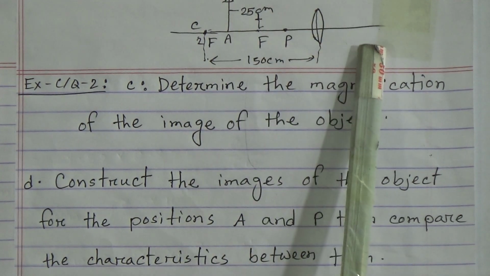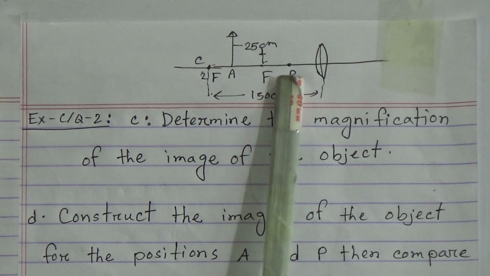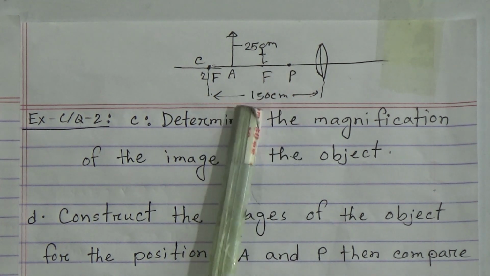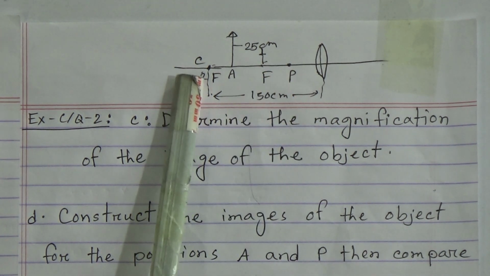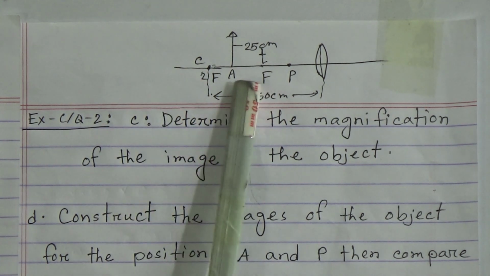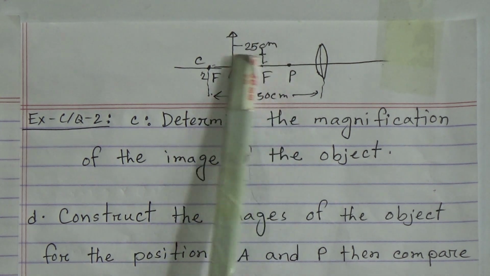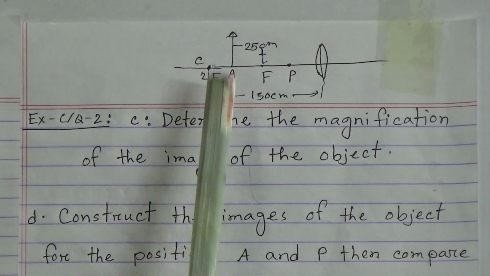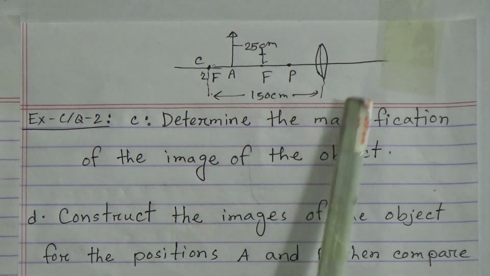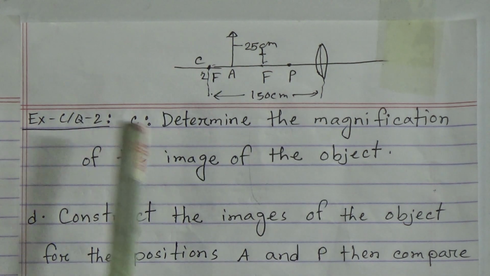Here the picture is given. This is a lens, and here is the point P. This one is focus F, and this one is the double focus, that is 2F, and this is the center of the curvature, and this one is A. The object is A, and the distance of the object is 25 centimeter, and the distance of the center of the curvature from the lens is 150 centimeter.